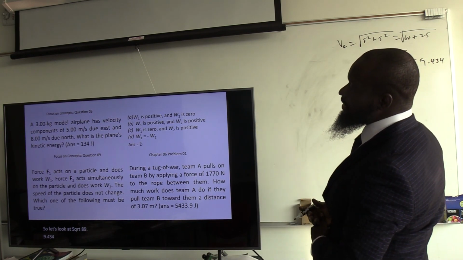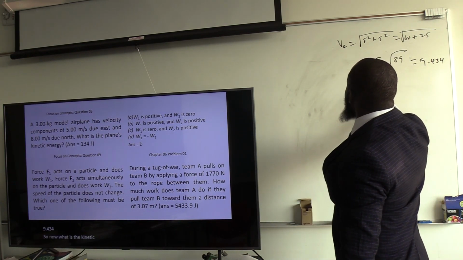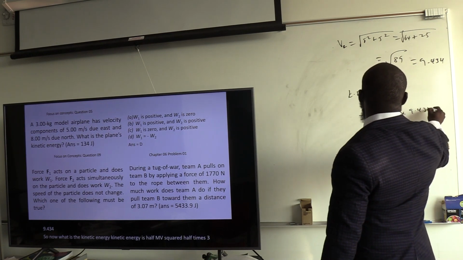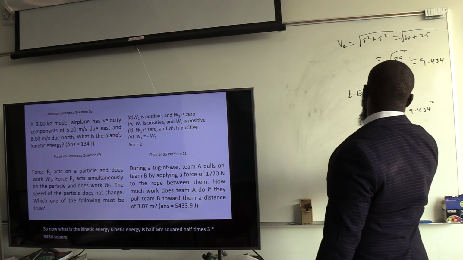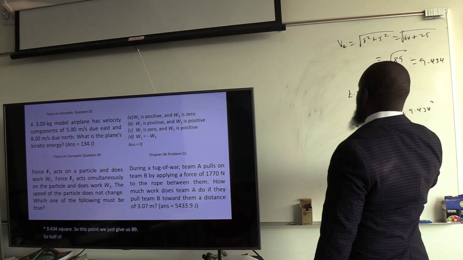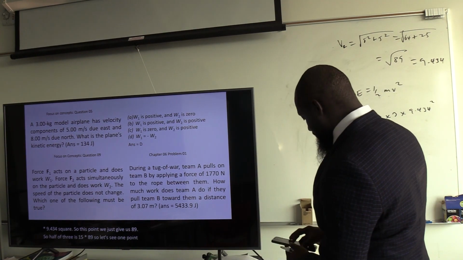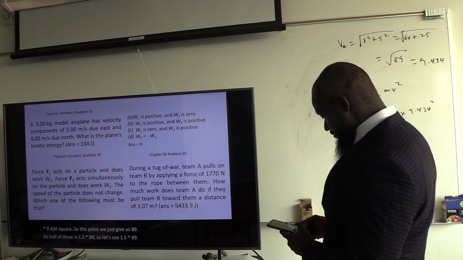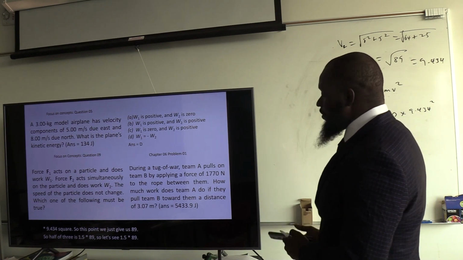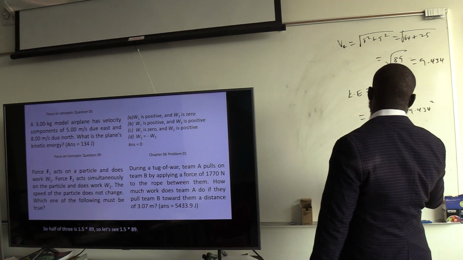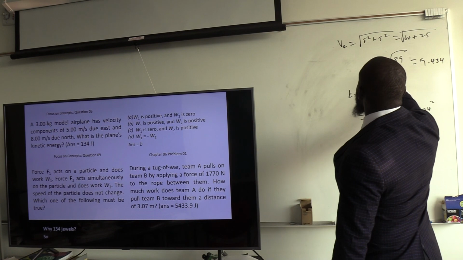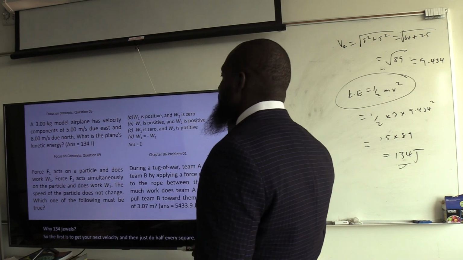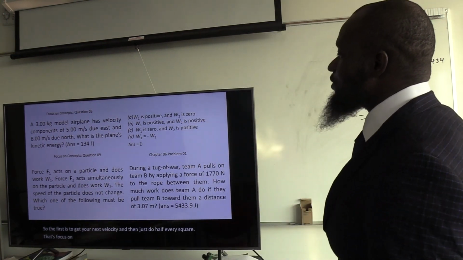So now, what is the kinetic energy? Kinetic energy is half mv squared. Half times 3 times 9.434 squared. So v squared will just give us 89. So half of 3 is 1.5 times 89. So let's see, 1.5 times 89. 133.5, 134 joules. So the first is to get your net velocity, and then just do half mv squared. And half mv squared, that solves the problem. Okay. That's focus on concept question 05.